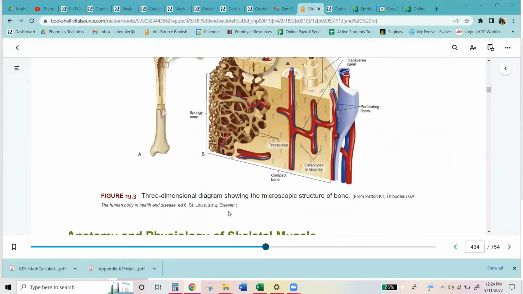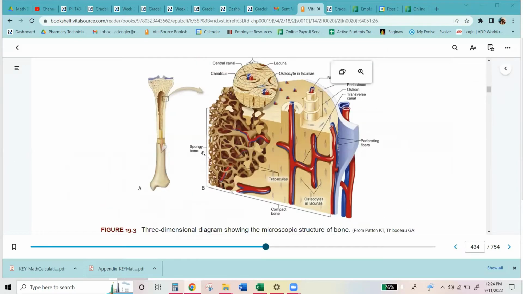And this is a three-dimensional diagram showing the microscopic structure of bone. It's kind of interesting. Here's the spongy. Here's compact. And then it kind of shows you all of the, in between, all the arteries and veins.